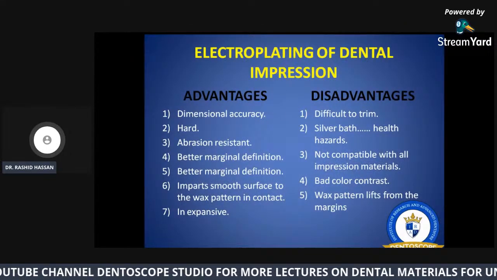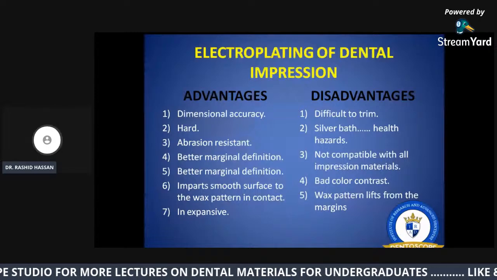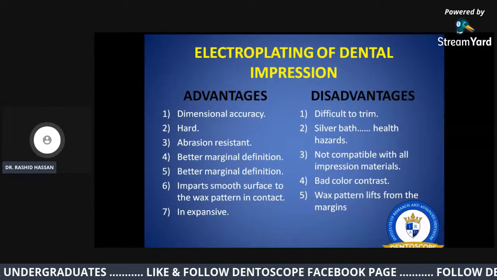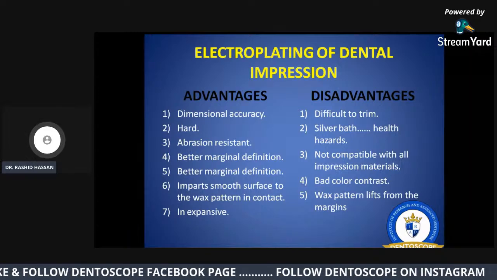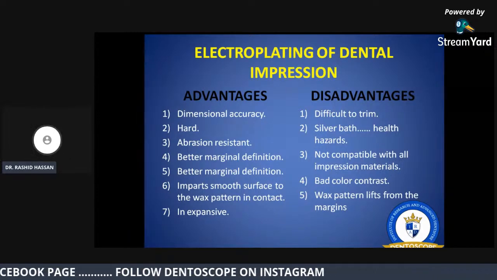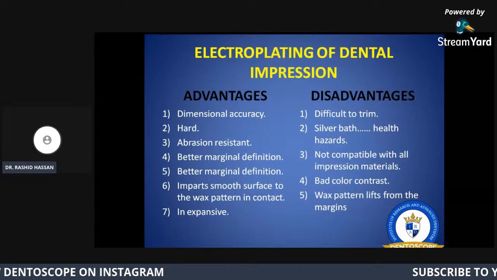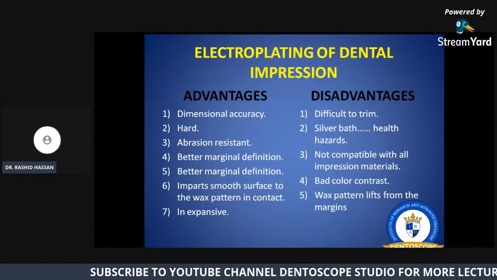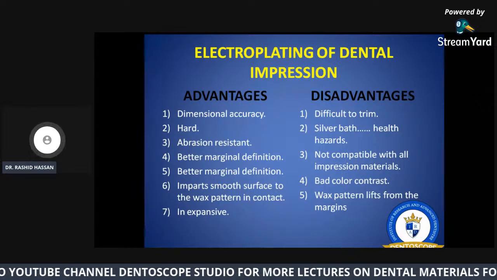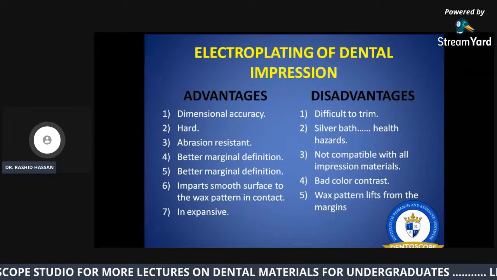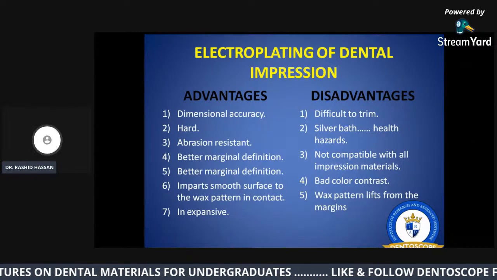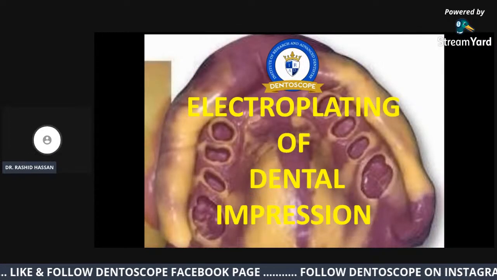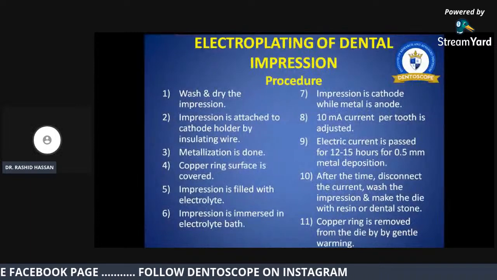The silver bath is a health hazard. Silver has its own health hazards, so there can be issues regarding the operator's health. It is also not compatible with all impression materials; they cannot all be electroplated. Only impression compound, polysulfides, and the two silicones, the addition and the condensation elastomeric impression materials, can be electroplated. It also gives a very bad color contrast. If you can see, the color contrast is not at all good. I don't find it very aesthetic.